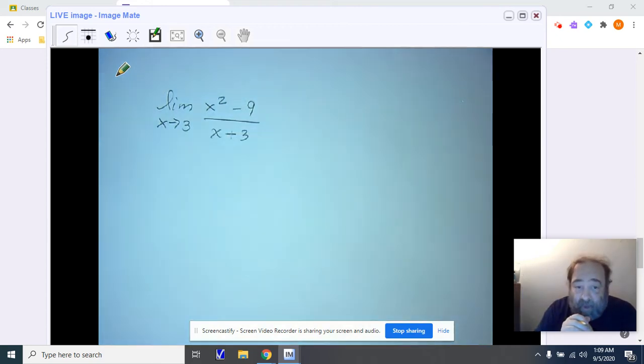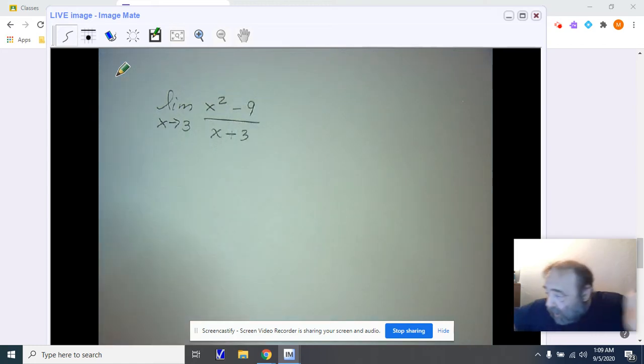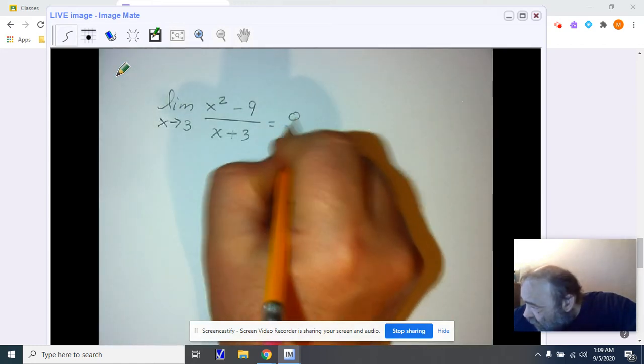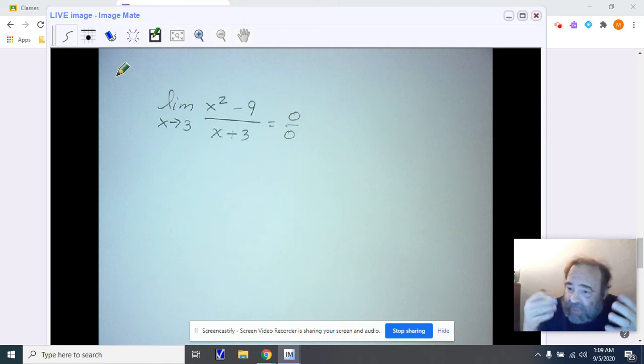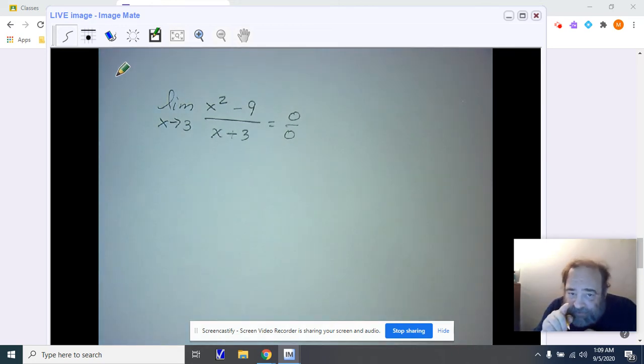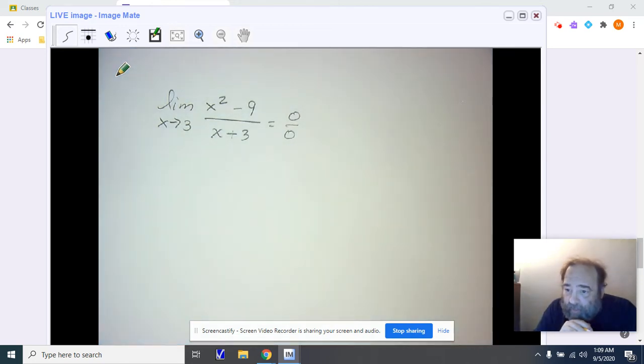Now, this is a rational function. We've seen these before. When we plug it in, you'll notice we get 0/0, and this tells me that I have more work to do. There's a factor in there that's causing a problem.